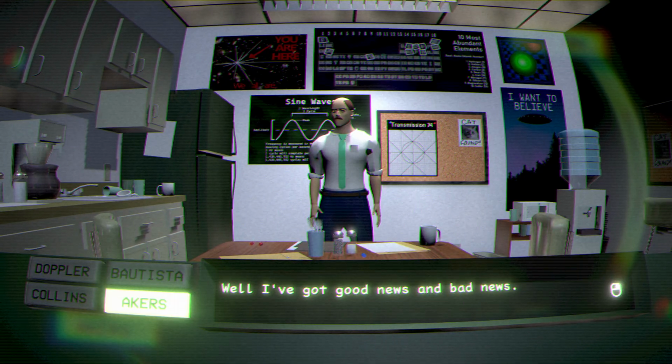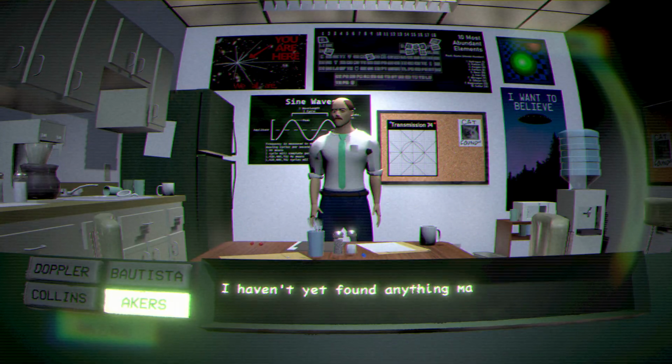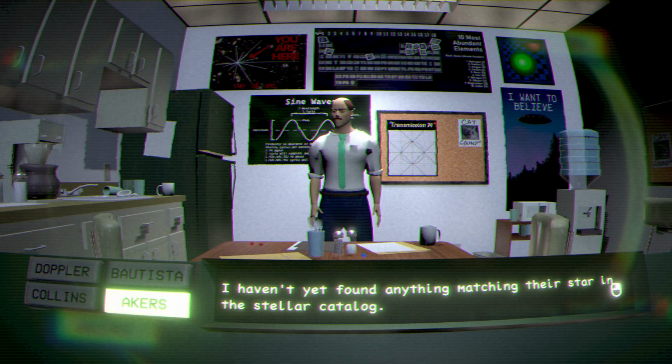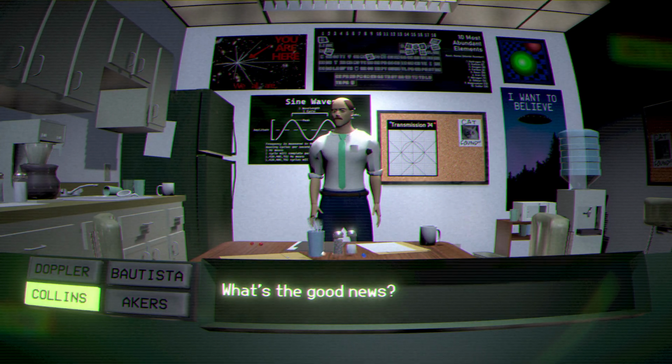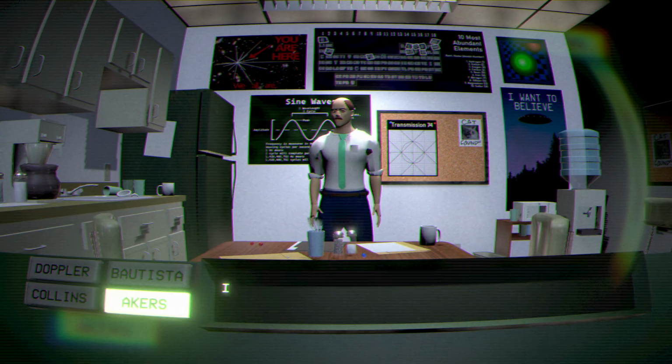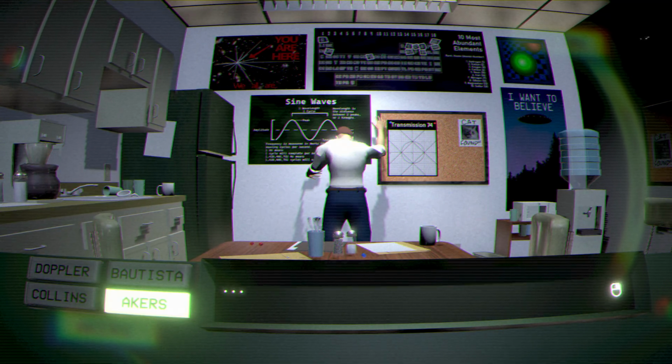Found their home. Well, I've got good news and bad news. Start with the bad news. I haven't yet found anything matching their star in the stellar catalog. Didn't even consider that a possibility, so we don't know where they live. What's the good news? Oh yeah, there's no good news. I just didn't want to say it was all bad news.